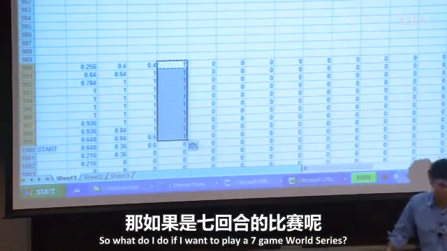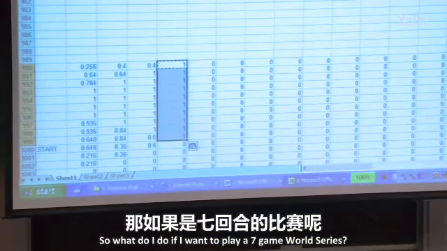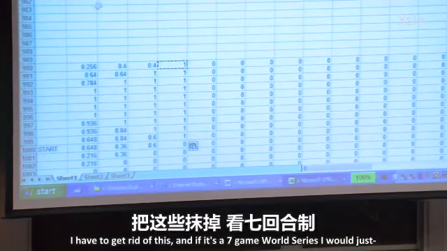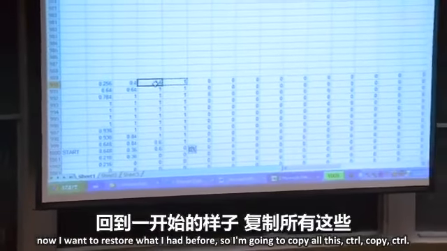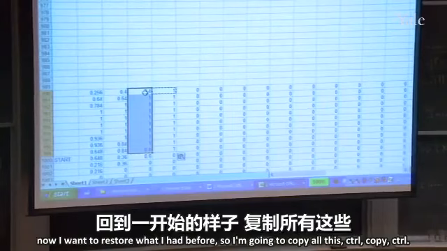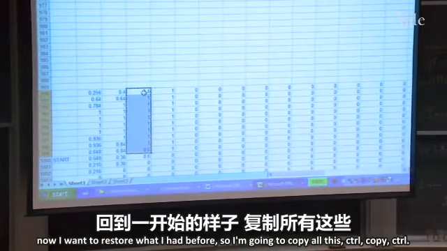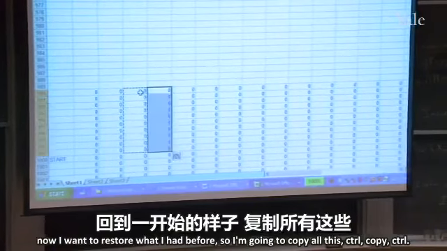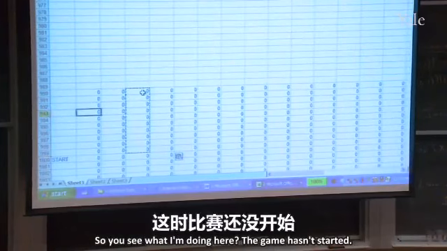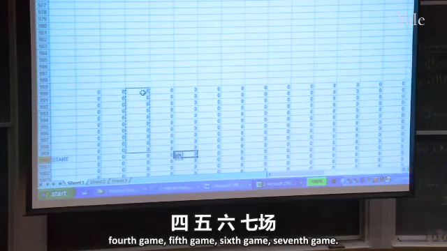Okay, so what do I do if I want to play a 7-game World Series? I have to get rid of this. And if it's a 7-game World Series, now I want to restore what I had before, so I'm going to copy all this, Control-C, Control-V. Okay, so I'm back to where I was before. So you see what I'm doing here? This is, game hasn't started. This is the first game, second game, third game, fourth game, fifth game, sixth game, seventh game.